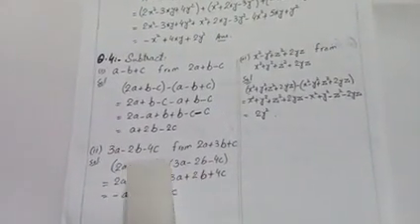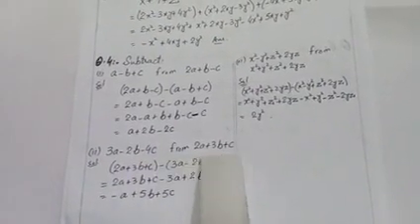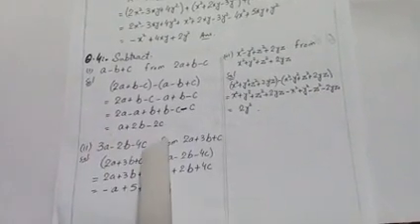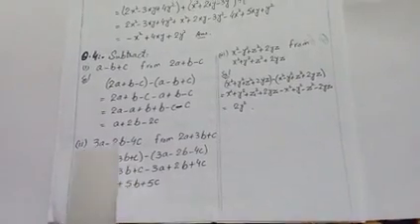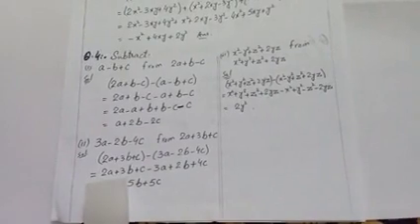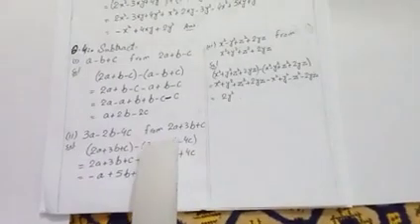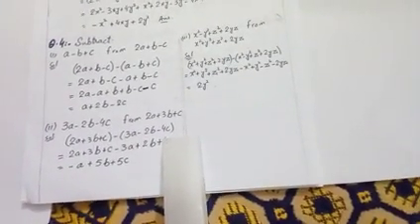3a minus 2b minus 4c from 2a plus 3b plus c. Now you have to subtract this expression from this expression. So we will write this expression before the minus sign and this expression after the minus sign. Similarly, do here like previous. 2a plus 3b plus c minus, when there is minus outside the bracket, the sign of this expression will be changed. 3a will become minus 3a, minus 2b will become plus 2b, minus 4c will become plus 4c. This is plus 4c.